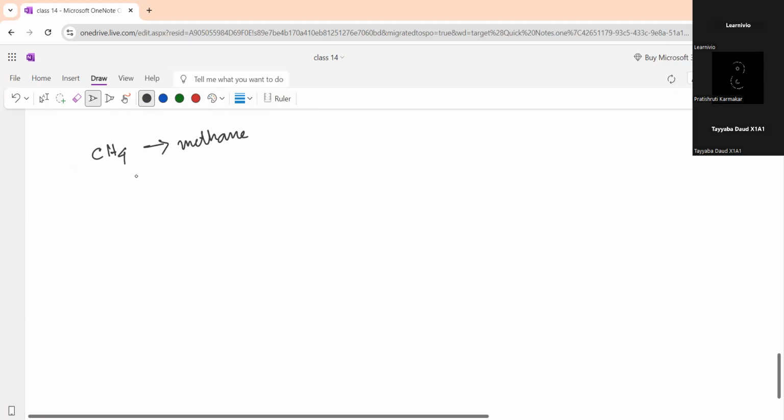So what would be the structure for this? C and 4 hydrogens. So how many pi bonds are there and how many sigma bonds are there? Sigma bonds are 4 and pi bonds are none. Okay, good.